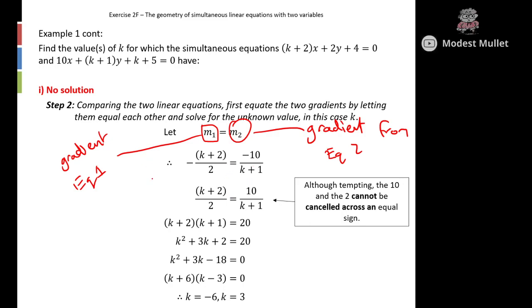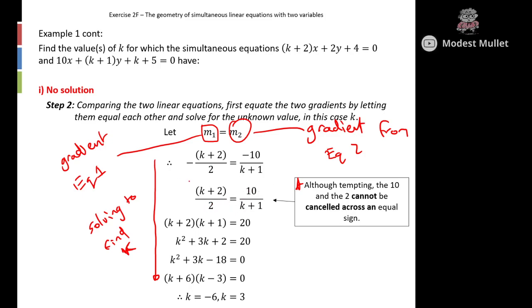Again, it's just a lot of algebra work. This is just tedious algebra work, solving to find out what k is. So that's just all algebra work. Just a special note here: although tempting, the 10 and the 2 cannot be cancelled across the equal sign. Some people might say, oh, this 2 here, this 10, I'm going to cancel that and make that a 5. You can't do that. You can't cancel across an equal sign.